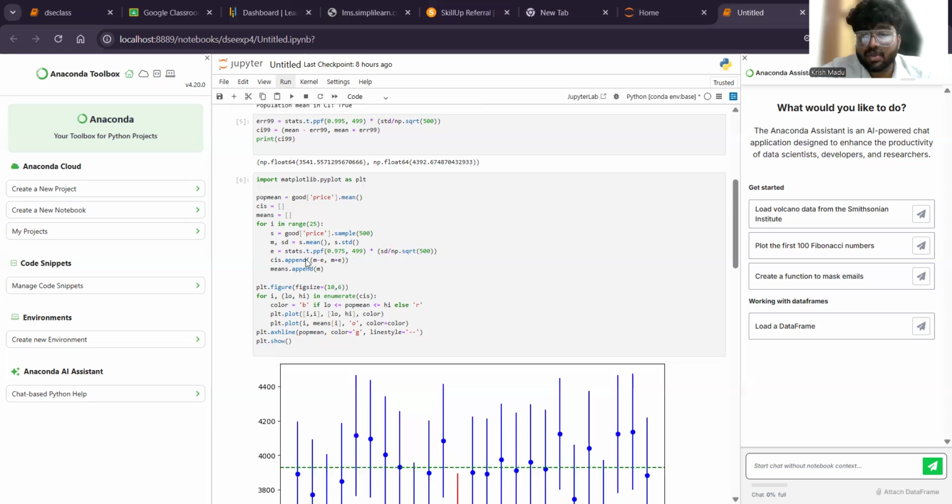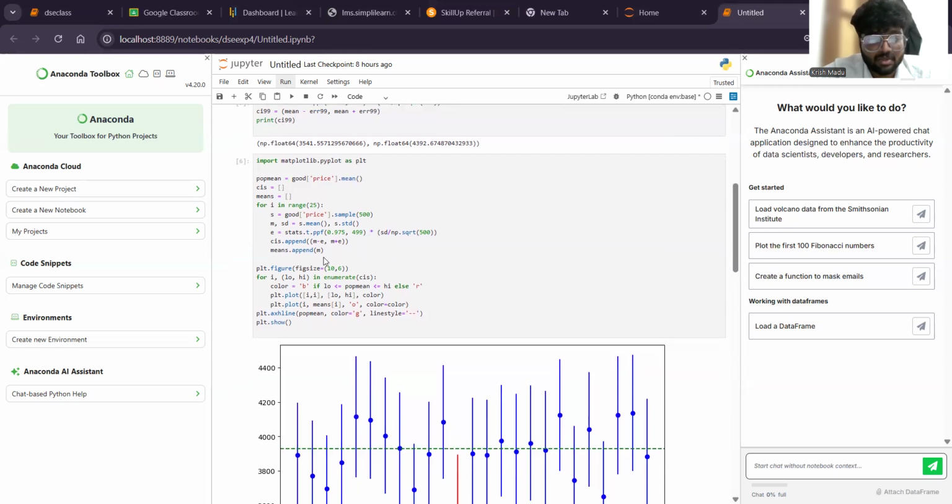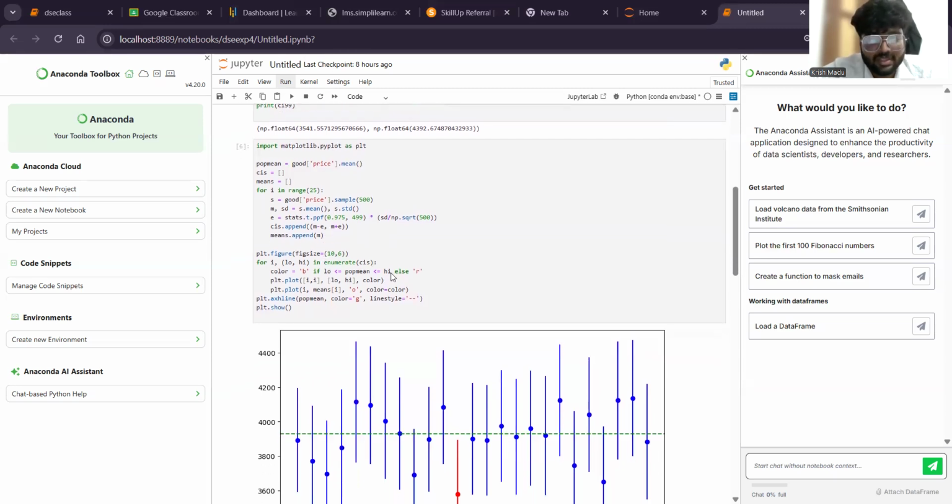We are going to perform 25 iterations where each time we randomly sample 500 rows for the good cut diamonds. We compute the sample mean and the 95% confidence interval. After that, we store each confidence interval, plot those intervals, and mark the population mean for reference. After that, we are going to observe how many confidence intervals contain the true population mean.